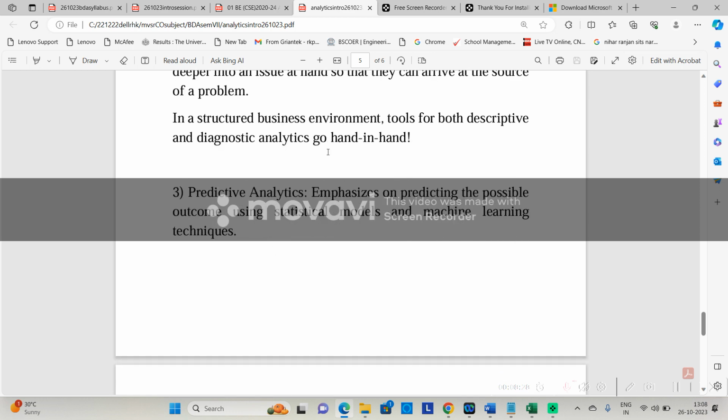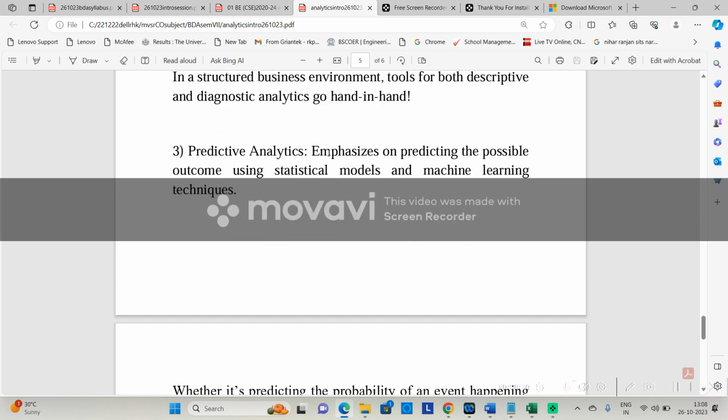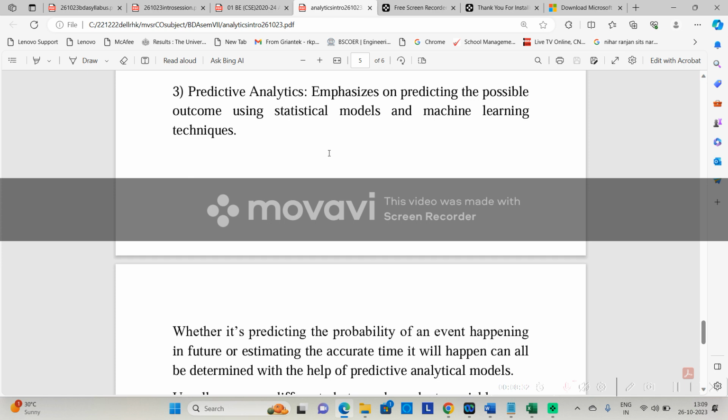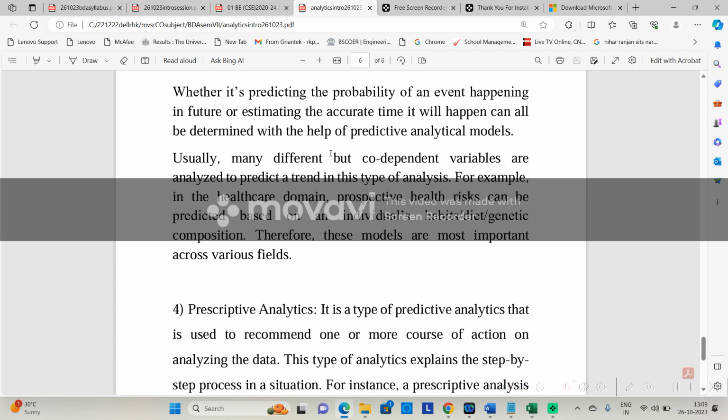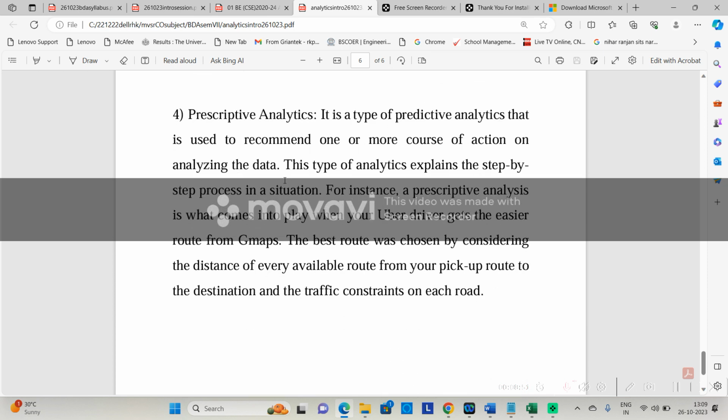The third type of analytics is predictive analytics. It uses statistical models, machine learning techniques. Say for example in the healthcare domain, it may use co-dependent variables like individuals' health, habits, diets, genetic composition to predict health risk or health issues. The last type of analytics is prescriptive analytics, which is used to recommend some course of action after analysis of the data.